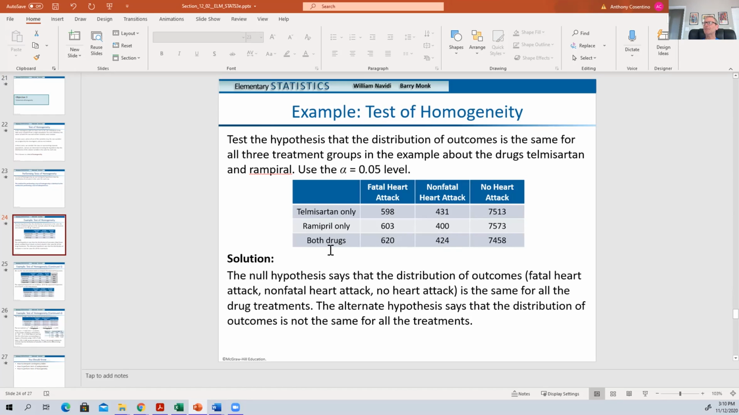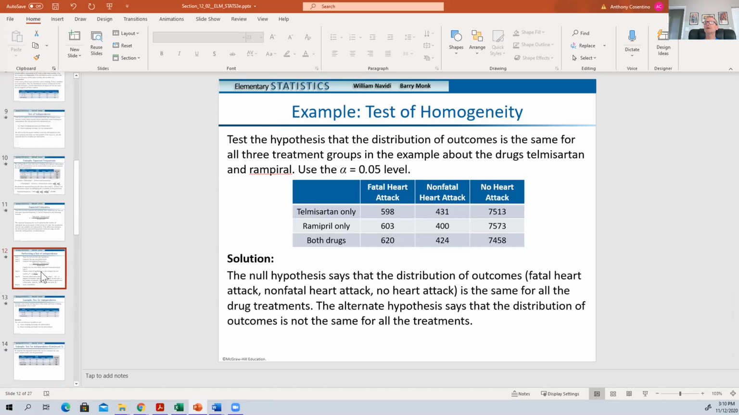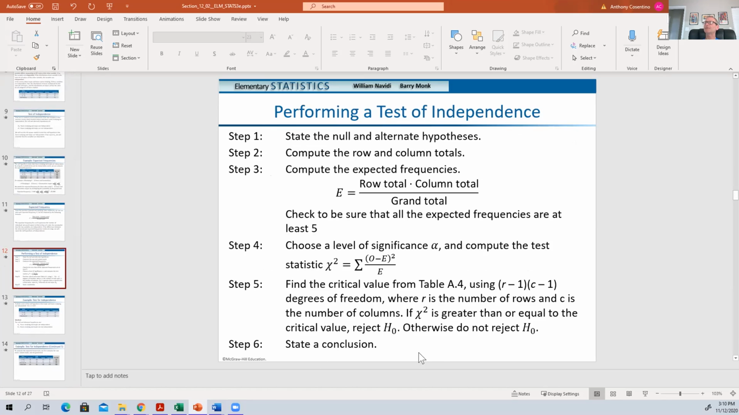And so our null hypothesis says the distribution of outcomes of fatal heart attacks, non-fatal, and no heart attacks is the same. And then the alternative is they're not the same. You hope that you get a better performance maybe if you put both drugs together. So that's what we're going to do in the calculation. And it's the exact same calculation that we did in the last one. So we're going to follow these 6 steps again. We did the null hypothesis, and the alternative is always the same for that.